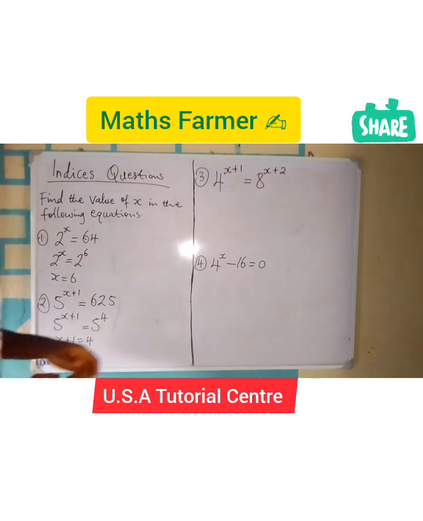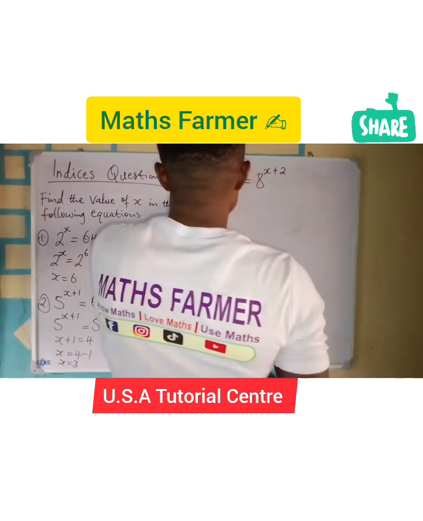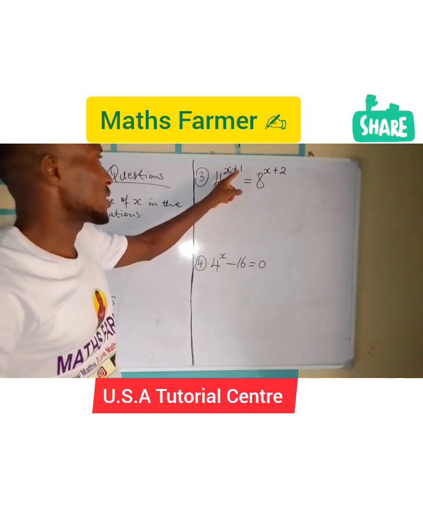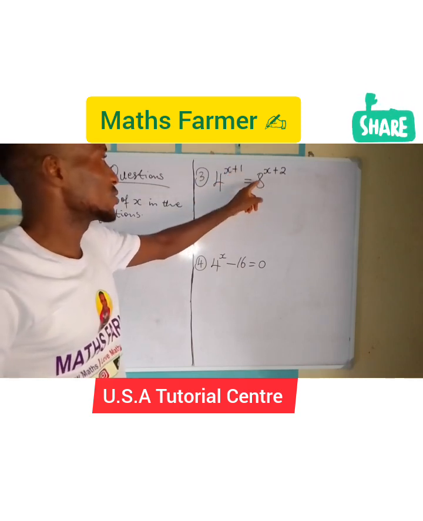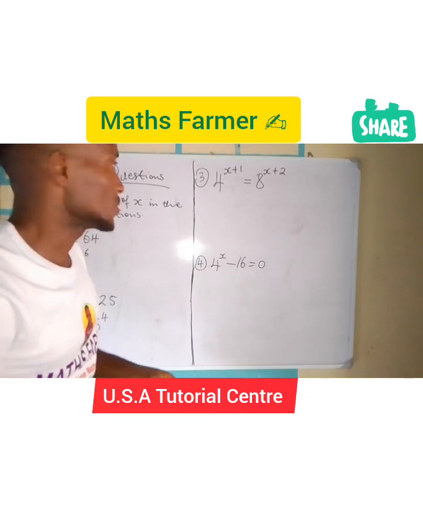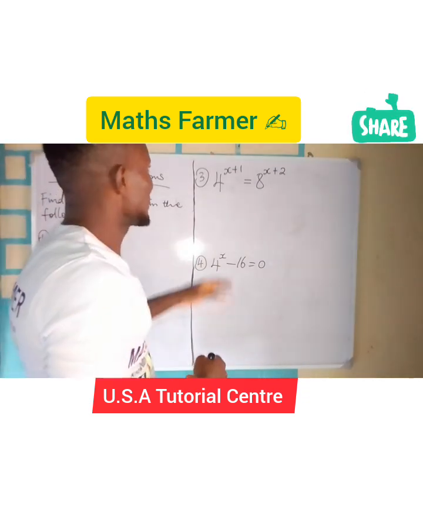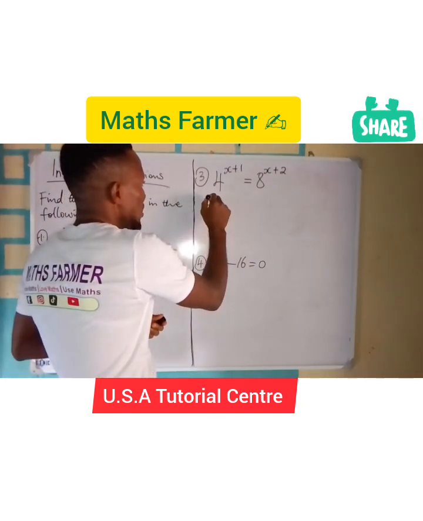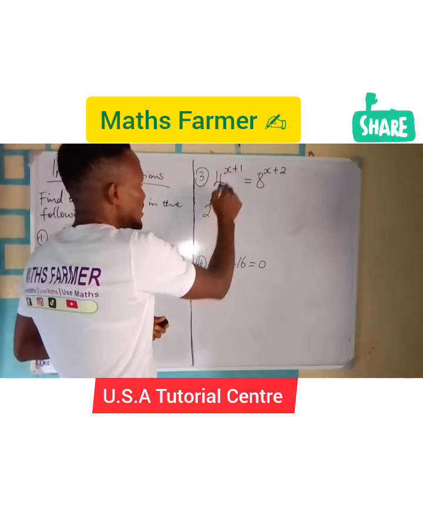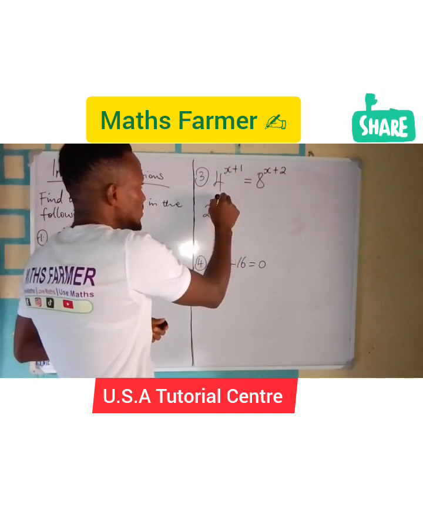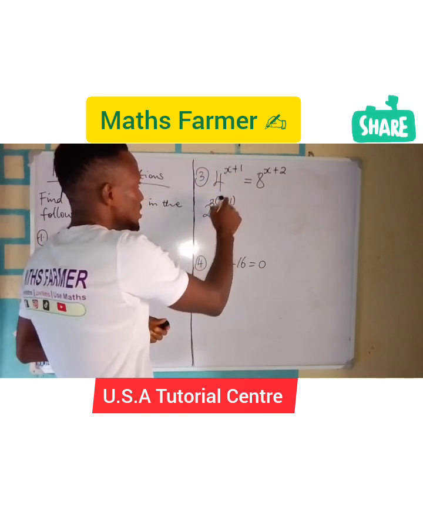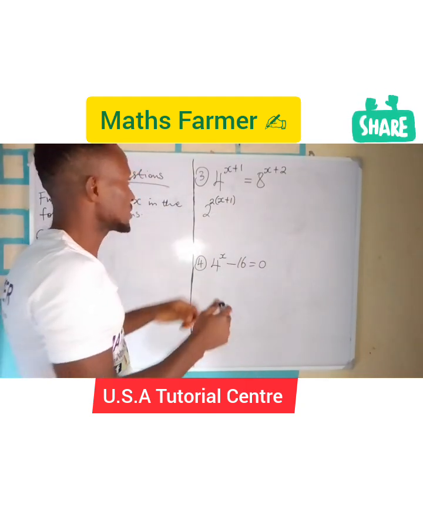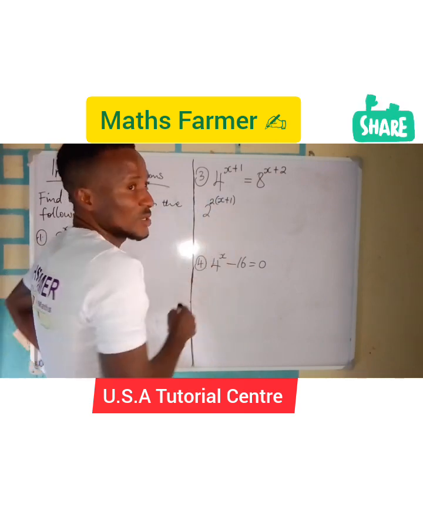Yes. Then coming to this place, what we have here is 4 raised to the power of x plus 1 is equals to 8 raised to the power of x plus 2. So now, if you watch, we can still break this 4 down to 2 raised to the power of 2, which is 4. And the index we have here is 2 times, so we have to put them in brackets, because this 2 here is multiplying everybody inside the bracket.